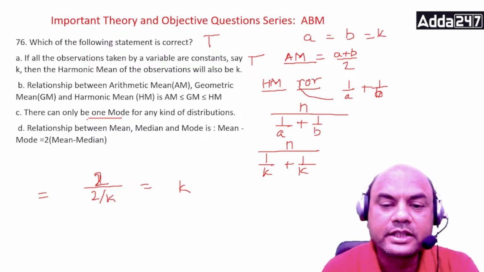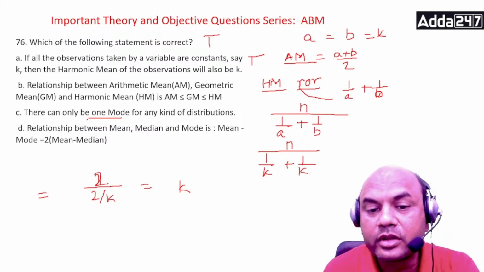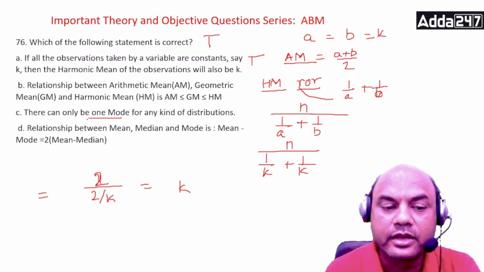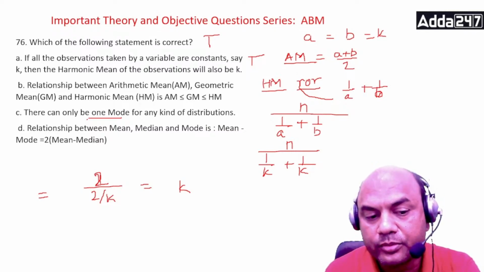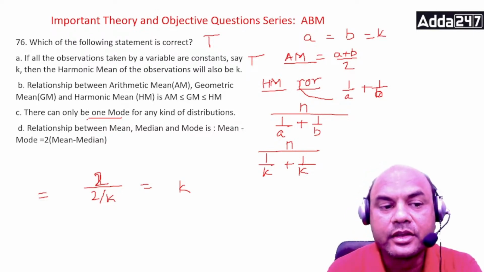Where was this error? This error is over here, N. I did it 1 upon A plus 1 upon B. It should be N upon. Whenever you have the numbers, you have to do N upon. So N is over here, and this N is 2. How many numbers are there? 2. So 2 upon K, so 2 gets cancelled and the answer is K. So that's why you get this answer A as true.